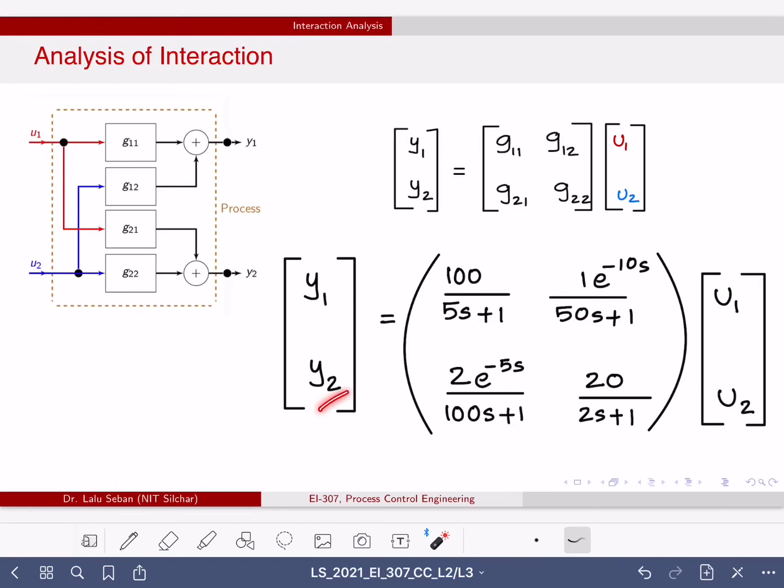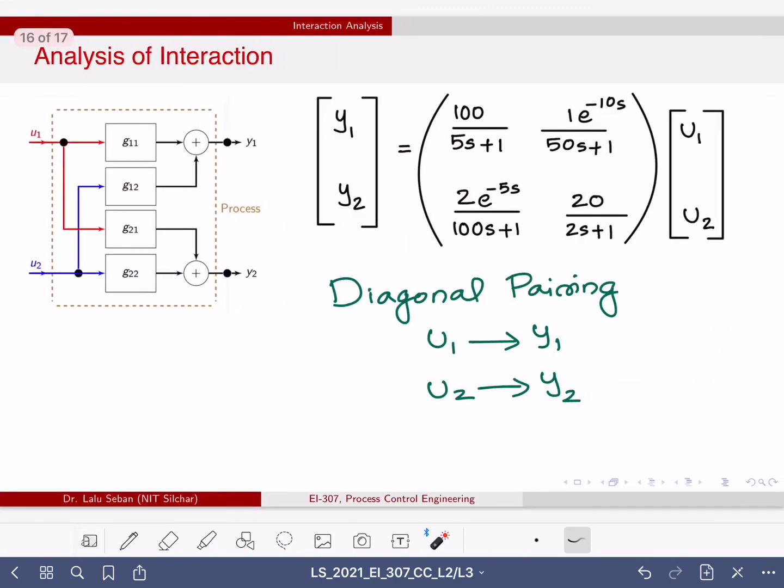And what about the relation between Y2 and U1? The steady state gain is 2, time constant is 100 and time delay is 5. What about the relation between Y2 and U2? The steady state gain is 20, substituting s equal to 0. What about the time constant? The time constant is 2. So for a faster response, the time constant needs to be small. And any time delay is very much undesired. So how will we do the pairing? It's a question for you. You can pause for a moment and think about how the pairing should be.